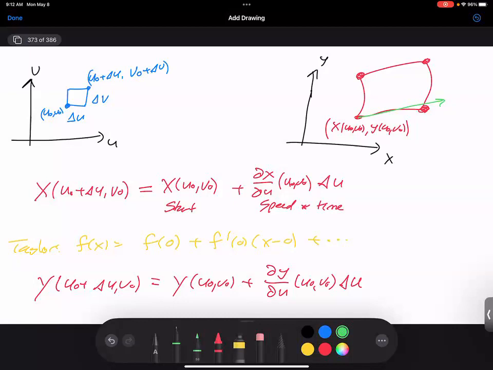When delta u and delta v are really, really small, approximating where I am by this is not that bad. So let's call this vector p.